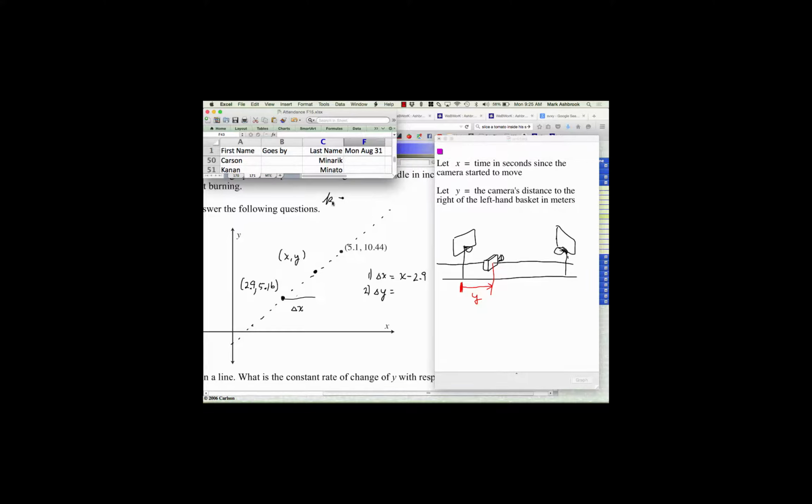We know our k is what? Our k would be 2.4. Okay, so change in y is? Change in y would be y minus 5.16. Okay, that's true, but we want to use constant rate of change. Use constant rate of change. Delta y is always equal to 2.4 times x minus 2.9. Good. K times the change in x.